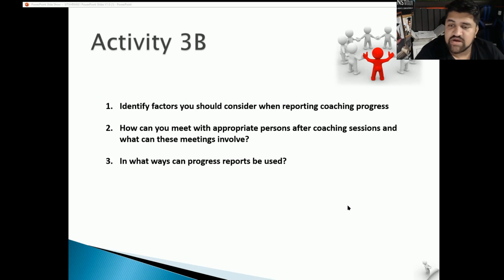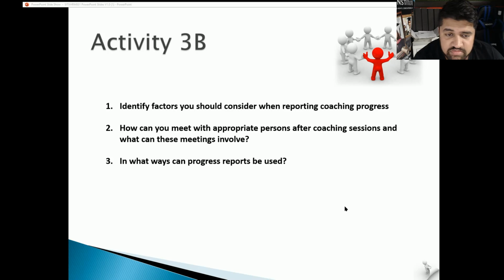Alright, number 3, in what ways can progress reports be used? A progress report is essentially a continuously improving document. One progress report will not be the final progress report, so you'll always get a new progress report. What might be the progress today will not be what the progress is in 2 weeks, and it could be worse or could be better. So if you're using a progress report, you're seeing up-to-date performance of the coachee.